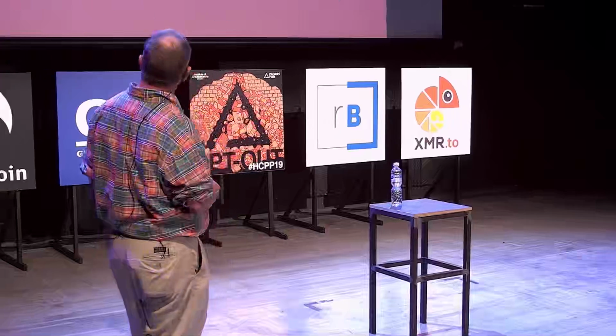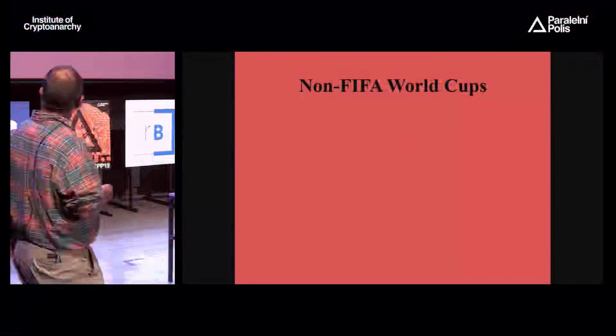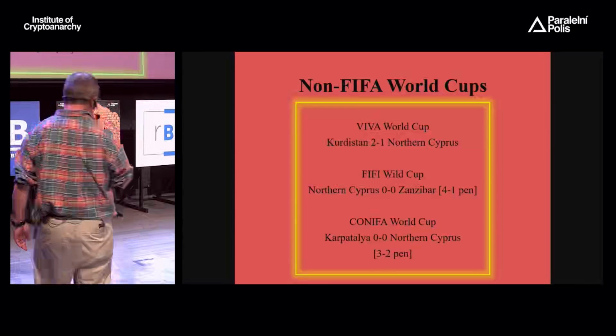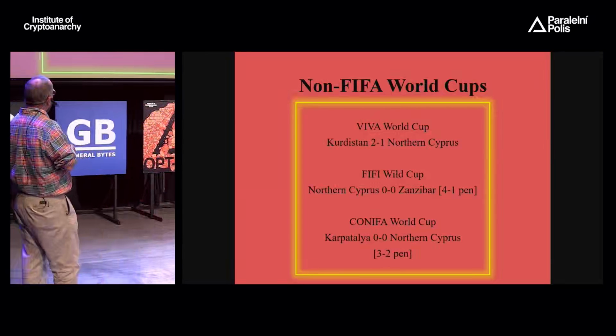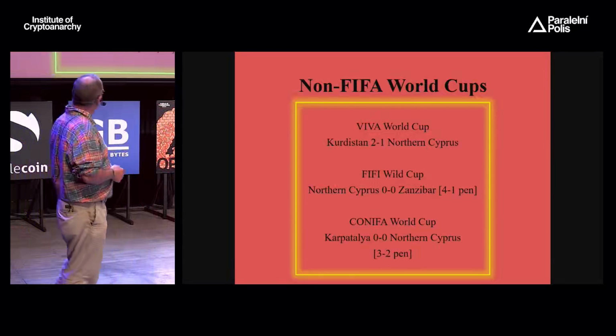In sporting terms too, there are a number of non-FIFA World Cups. We all know how corrupt FIFA is, so it's good to hear that there are a number of other ones. There's a VIVA World Cup currently held by Kurdistan, which beat Northern Cyprus 2-1 in the final.